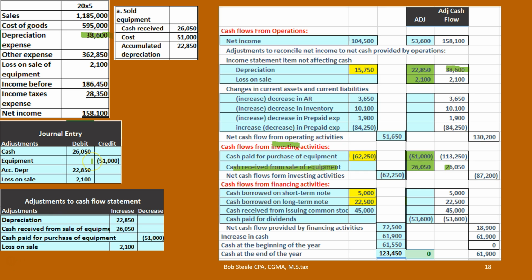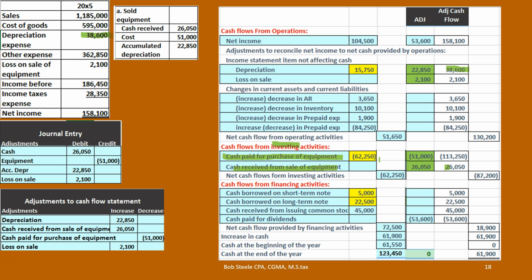Now this equipment, this credit to equipment, where did we put that? Where did we put the change to equipment on our statement of cash flows? We put that into cash paid for the purchase of equipment. But this part of that decrease had to do with this sale of equipment. So this 51,000 wasn't part of the cash paid to purchase equipment in this case. And that's why this 51 is going to be part of this line item here.